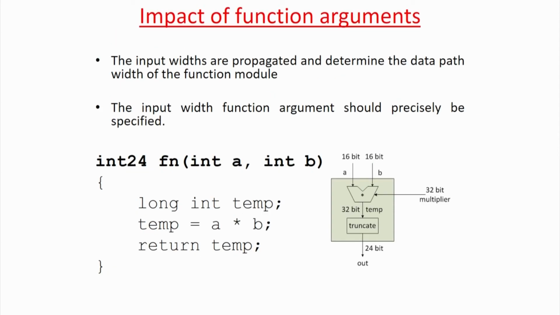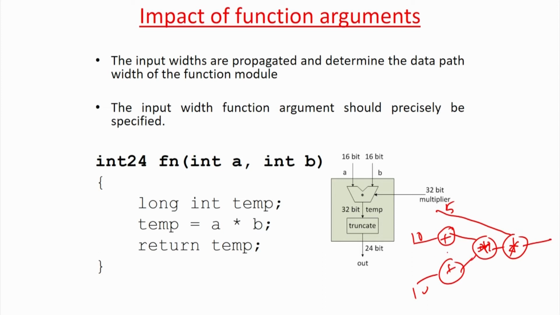To give an example, suppose I have a data path like this. Suppose I have an adder here, a multiplier here, and another multiplier here, and this is the circuit the function is going to implement. Suppose this is 10, this is 10 and this is say 5 bits. What will be the output width, how do you decide? Since addition is happening, all are 10 bits, so the output will be 11 bits.